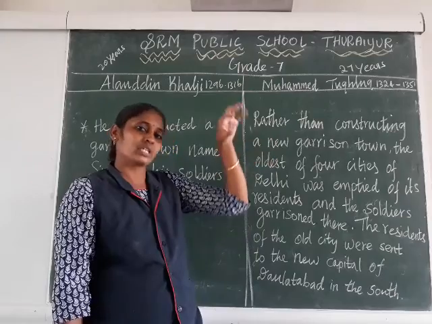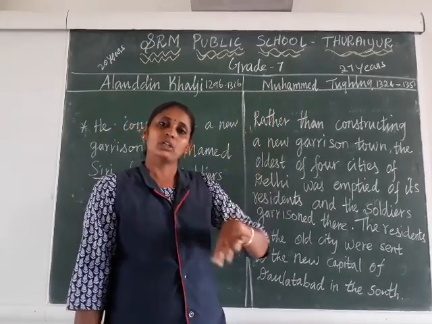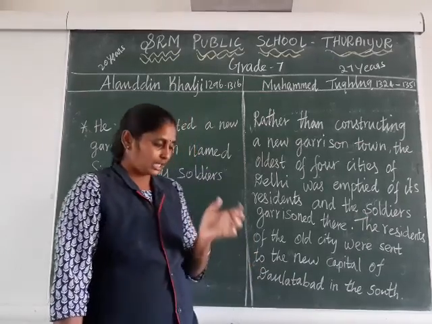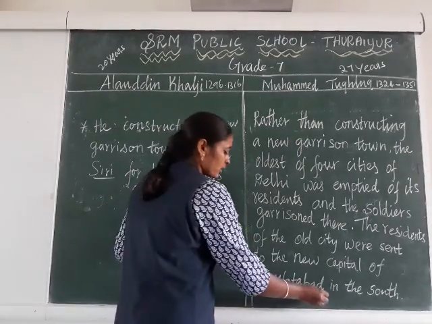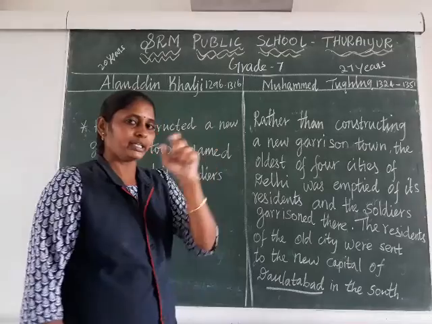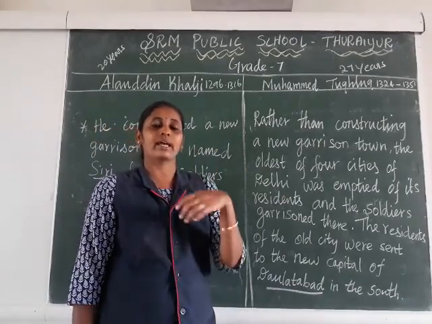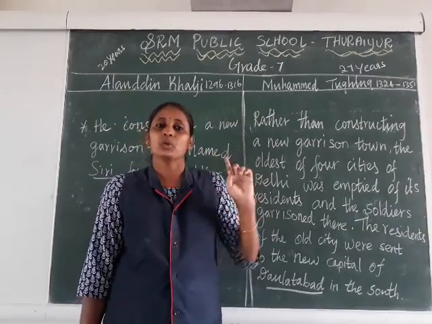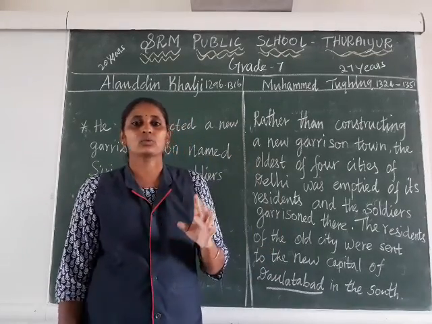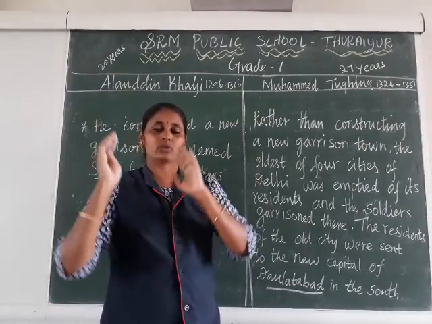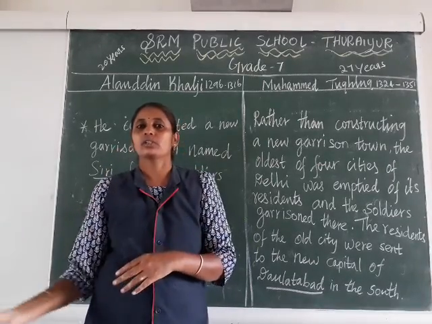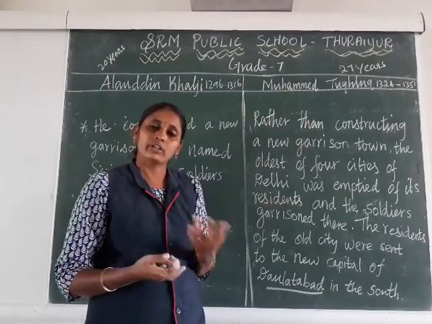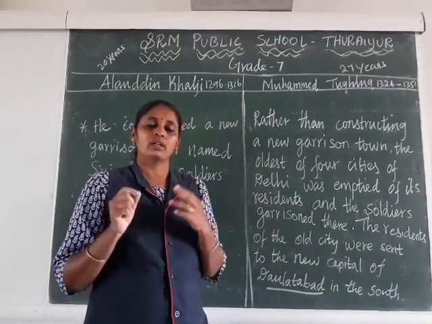So he planned to change his capital from Delhi to Devagiri. So that was called in those days Daulatabad. He named that place as Daulatabad. Okay, so he ordered his soldiers and his residents, they have to come along with him. Okay, so a king, when he is going from one place to another place, he used to go by horse or elephant or chariot. But normal people, they have to walk.